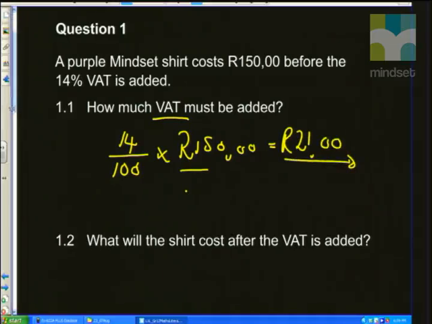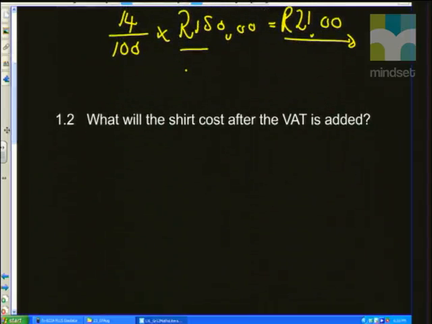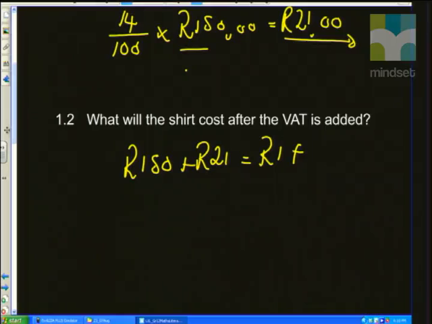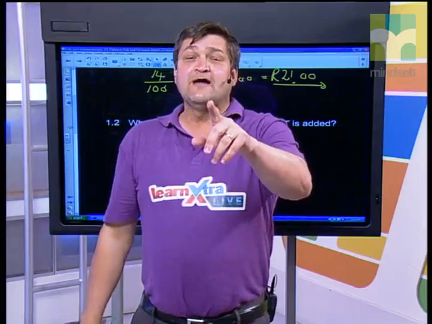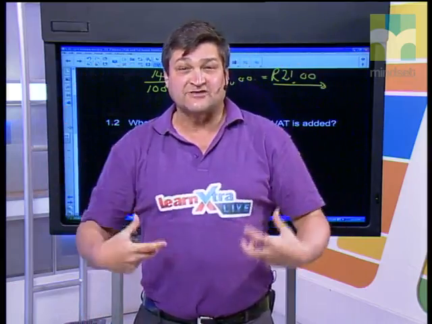Now the next question says, well, what will the shirt cost after the VAT is added? Well, if the shirt was 150 Rand, and we're going to add 21 Rand to that, obviously my shirt is now going to cost me 171 Rand. That's right, folks. If you want to go out there and buy a purple mindset shirt like this, it'll only cost you 171 Rand. What a bargain. Bad news is you can't buy it.